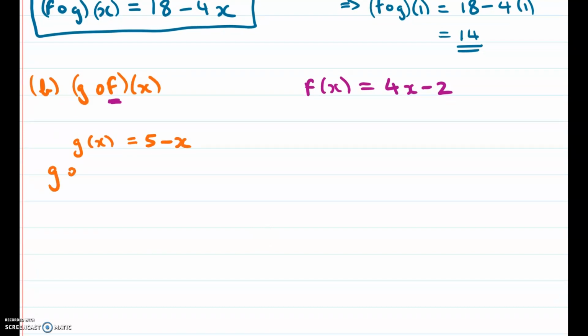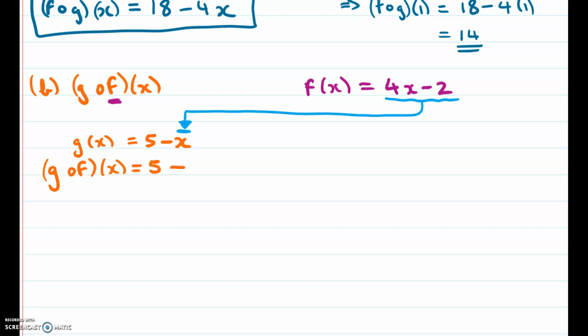So g after f of x, what we're going to do is 5 minus, and then we're going to replace this x with 4x minus 2. Okay? So it's going to be 5 minus (4x minus 2). And since the x followed a negative sign, it's really, really important to put in parentheses. Okay? You should always use parentheses, but following a negative sign, it's an absolute must.